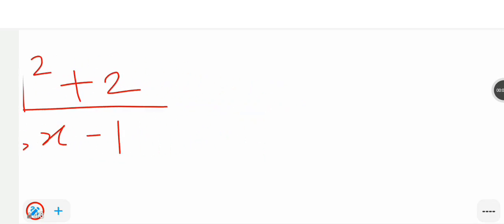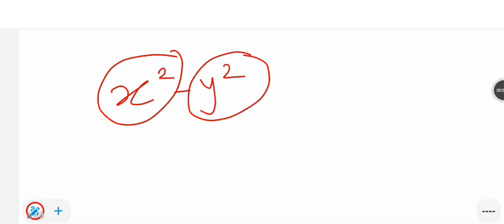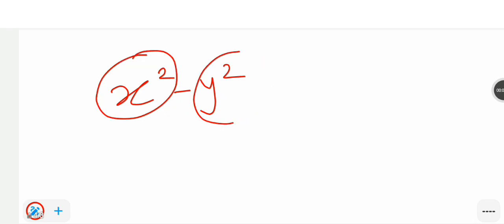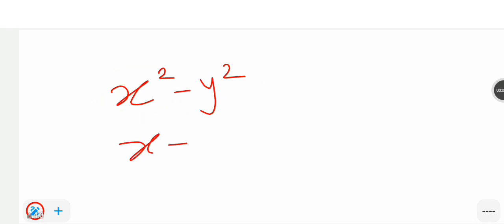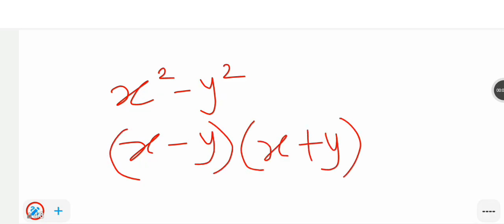So for you to simplify these, you need to know some basics. The first one you need to know about is the difference of two squares. That is if you have something like x squared minus y squared. So this is a square, this is another square, and in the middle you have a subtraction. The answer will be something like this: you add the two of them, then multiply with the difference. So you're going to get x plus y, x minus y, or x minus y, x plus y. Take note of this.